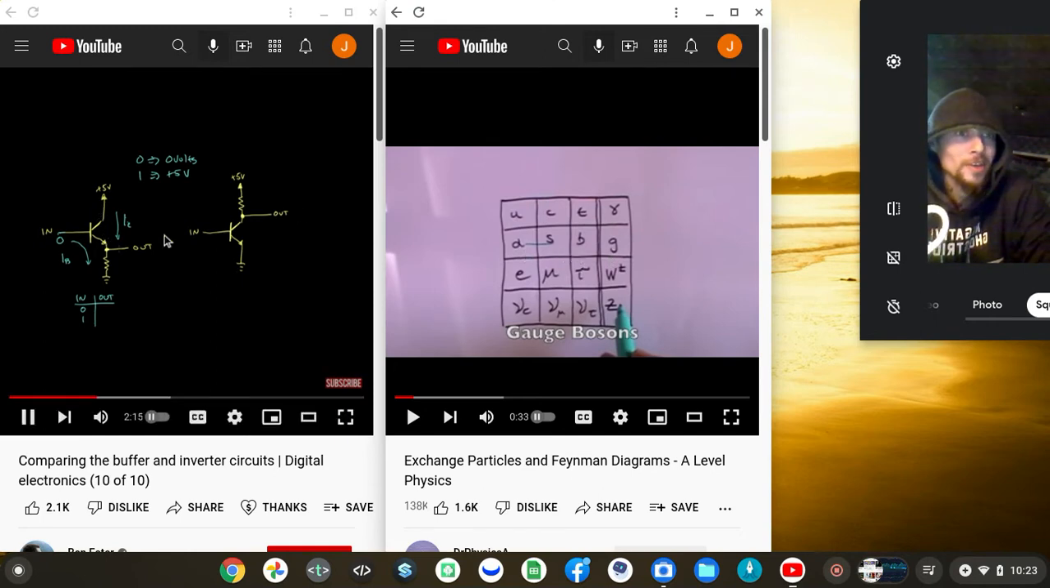So our output in this case is 0. So our input is 0, and our output is 0.